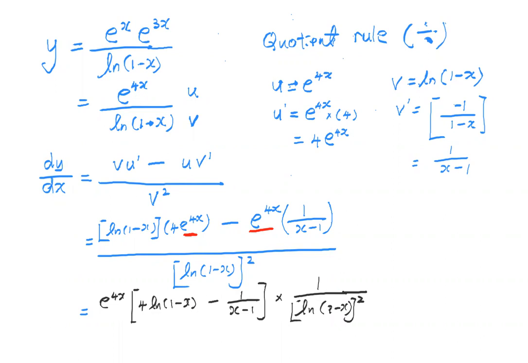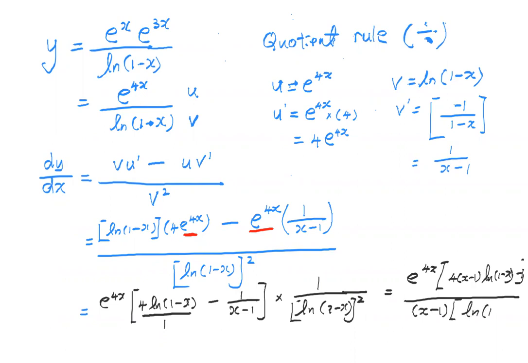So how am I going to simplify this? Same story again, am I right? For a fraction. So the whole thing can be simplified as e to the power of 4x, open bracket, 4x minus 1 times ln(1 minus x) minus 1. The whole thing divided by x minus 1 times ln(1 minus x), the whole thing squared.